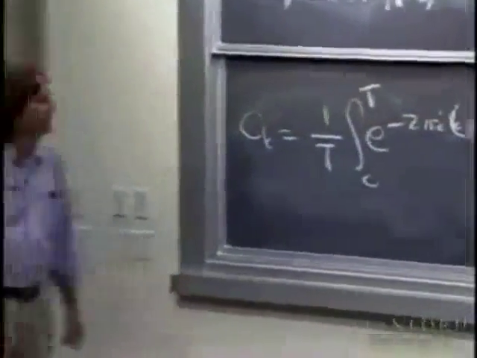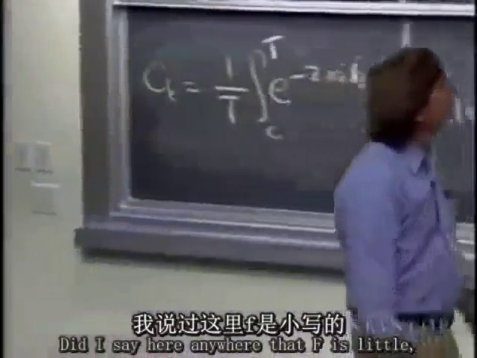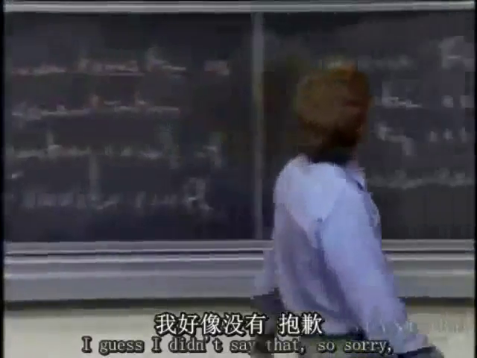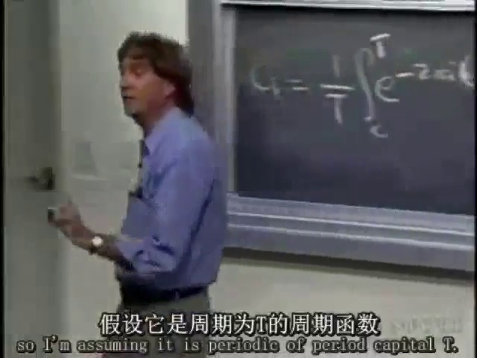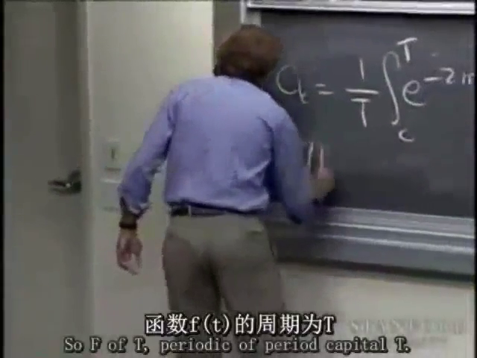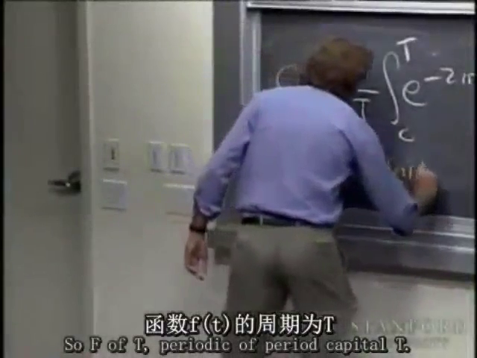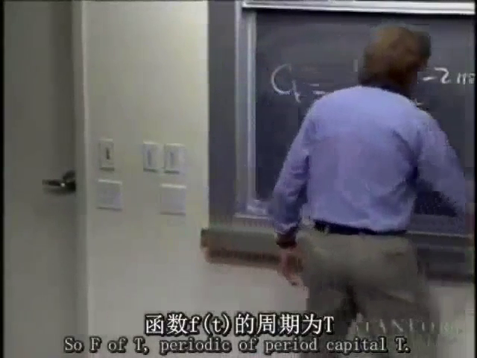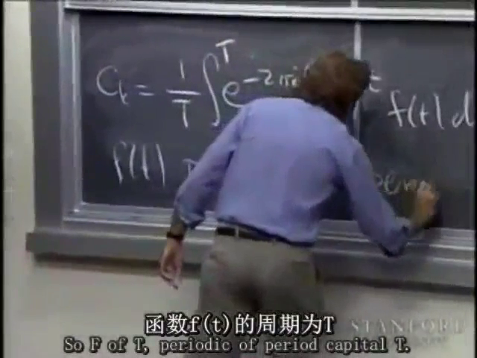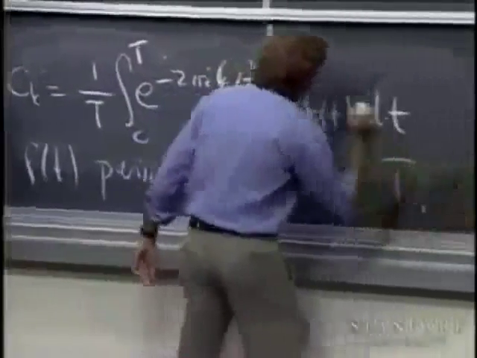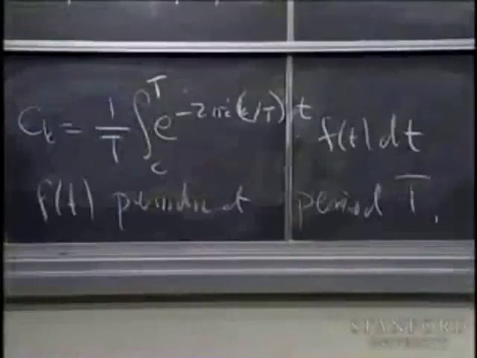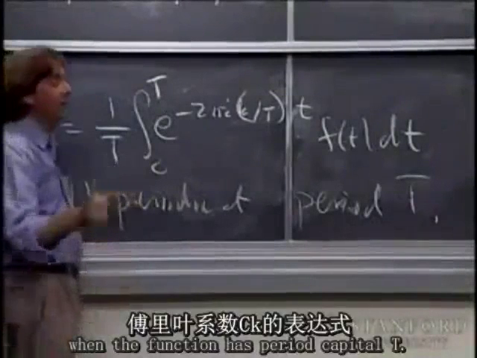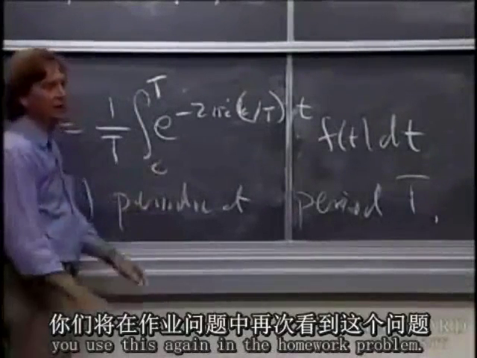Okay? Did I say here anywhere that little f is periodic of period T? I guess I didn't say that, so sorry, let me say it now. f of t here is the given signal, so I'm assuming it is periodic of period capital T. That's the formula for the kth Fourier coefficient when the function has period capital T. And actually you use this again in a homework problem.